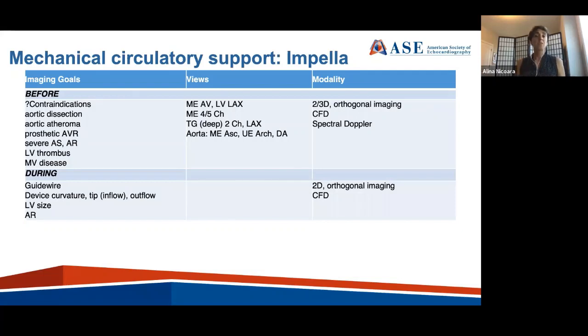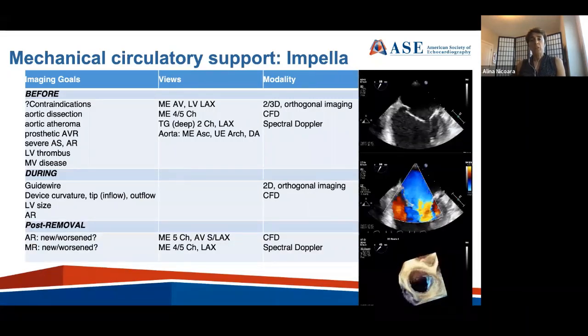During placement, these devices are placed under both fluoroscopic and echocardiographic guidance. You can actually look at the guide wire, make sure that it's aiming for the left ventricle and it's not getting entangled under the mitral valve in the subvalvular apparatus, disrupting the subvalvular apparatus and maybe leading to worsened mitral regurgitation. You can appreciate the curvature of the device with the tip again pointing towards the LV apex, making sure that it's at an adequate depth in the left ventricular cavity with the outlet well above the aortic valve.